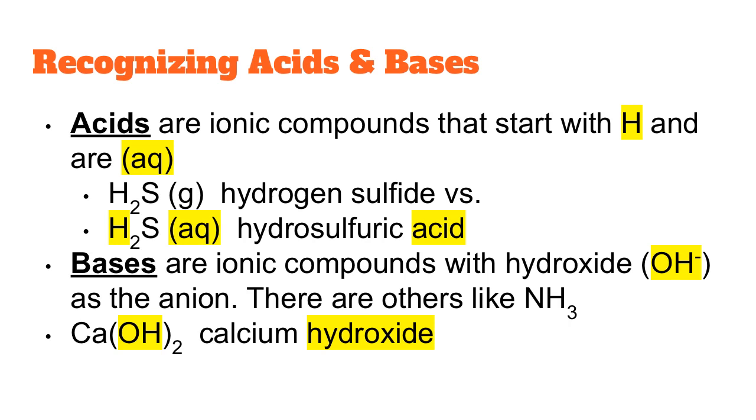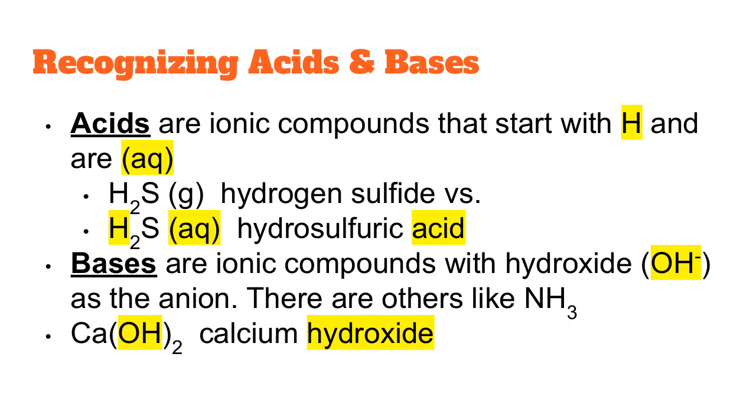Acids are ionic compounds that start with H and they're aq. Really, how they're made is they take a gas and bubble it underwater, and as a result it turns into an acid. If you think of soda pop, the reason it fizzes and has bubbles is because it has carbonic acid in it. They take CO2 gas and bubble it into water, and as that happens, it becomes acidic, and that's how you get the bubbles in any of your carbonated drinks.